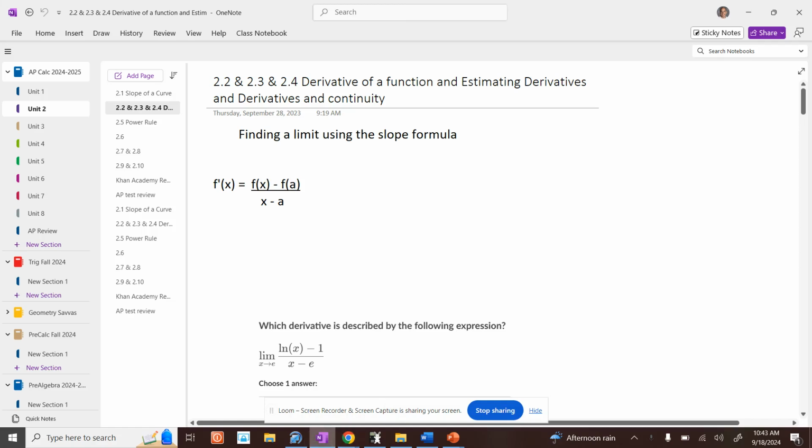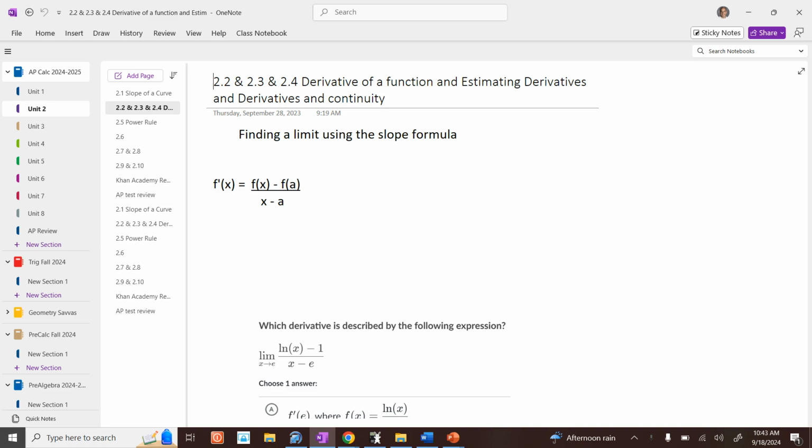Okay. Now, normally I would go through 2-2, 2-3, and 2-4 today, but I'm only going to do 2-2 on the second half of today because 2-2 is loaded with stuff the way it is. So you have to pay attention.